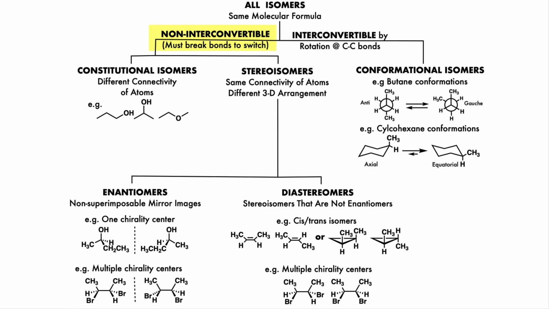Most isomers we talk about are non-interconvertible. That means we need to break bonds to change one isomer into another, which is extremely difficult to do. So in practice, they are non-interconvertible. Let's expand this region to see the different types.